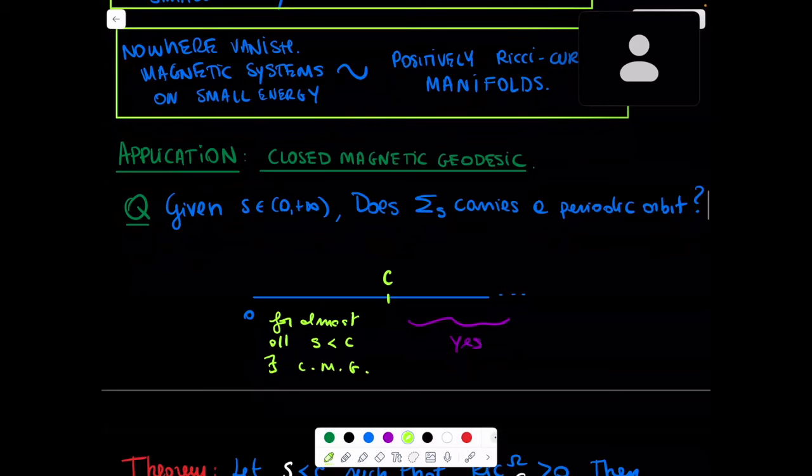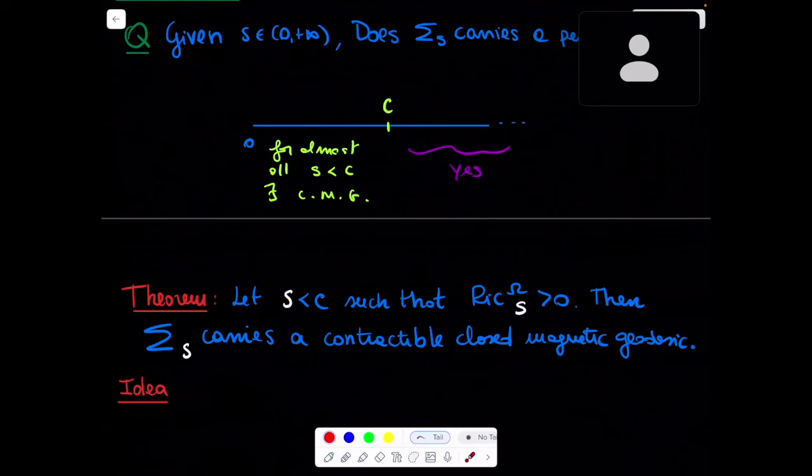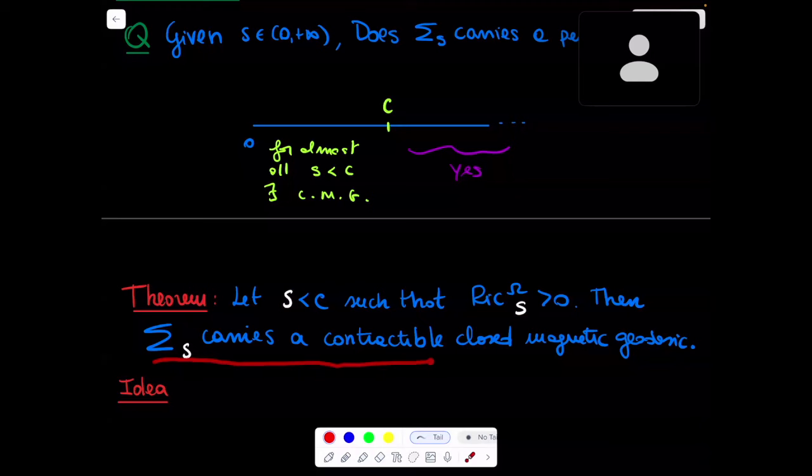And one application, using this background, I showed that if S is a level of the energy below the magnetic critical value, such that the level of the energy has positive Ricci magnetic curvature, then that level of the energy carries a contractible closed magnetic geodesic.